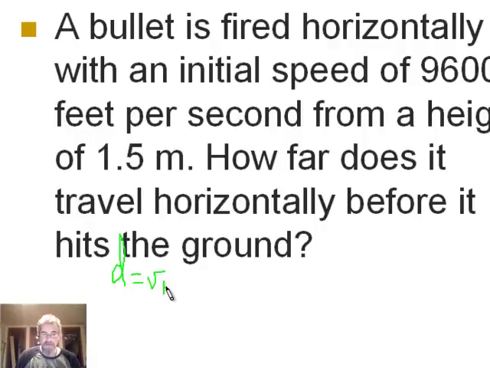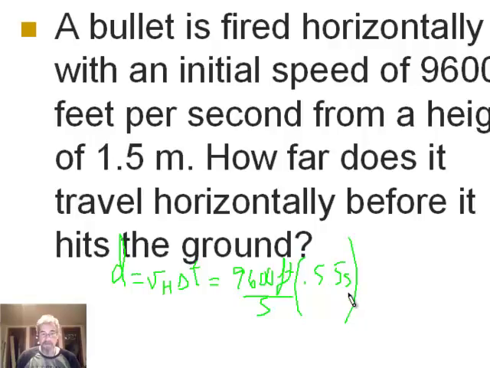Well, the initial horizontal speed is 9,600 feet per second, and we found out in the last problem that it's 0.55 seconds in the air before it hits the ground. So when we multiply these two together, we'll find the distance that it's covered, and that turns out to be 5,280 feet.